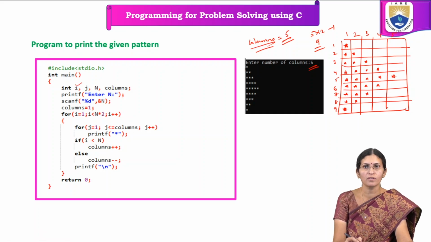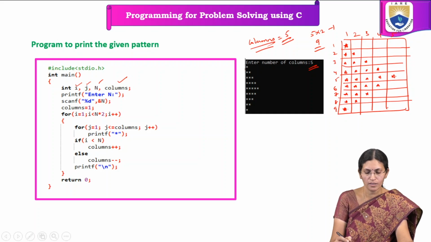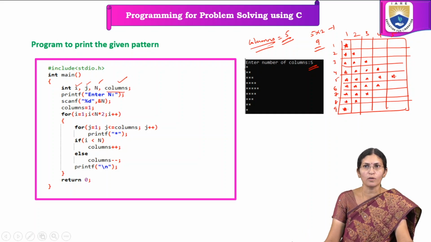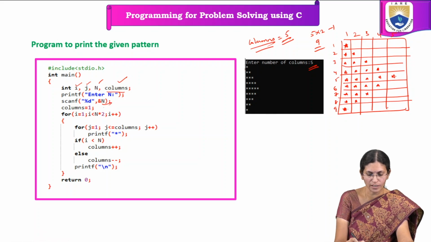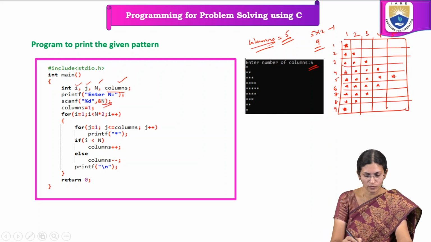Here we have used looping variables i and j. One variable is to specify the number of rows, and n specifies the number of columns here. And this is another variable, columns. Here the n value is taken from the user, then the columns value is initialized to 1. Now let us see the execution of this program.